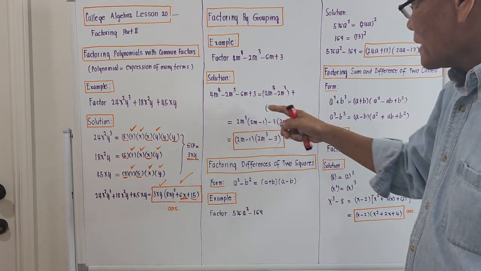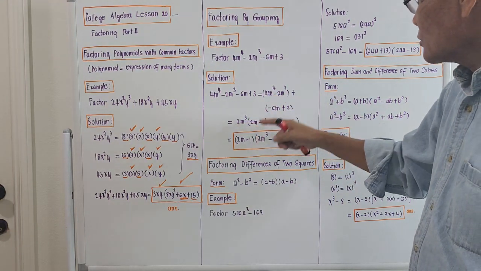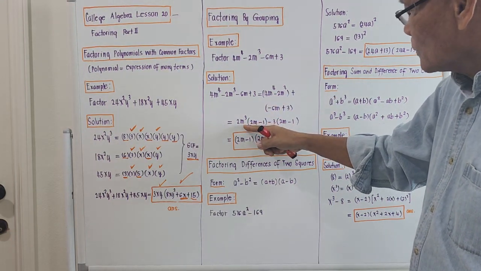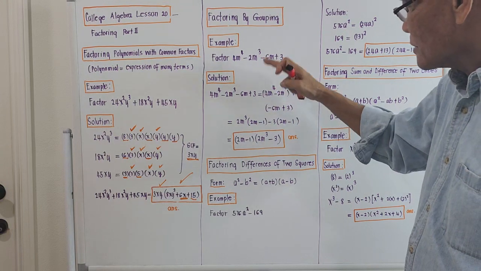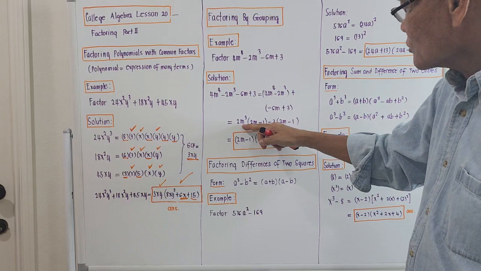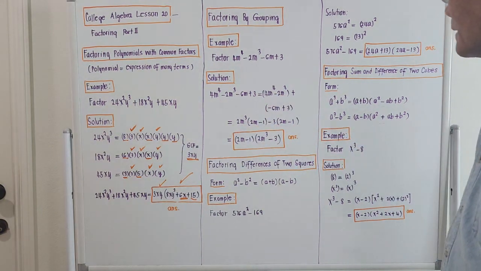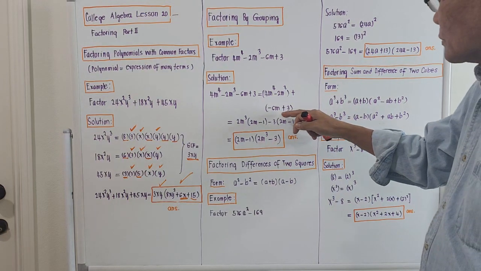2m cubed times 2 is actually 4m to the fourth, right? Because 2 times 2 will be 4, and m cubed times m will be m raised to 3 plus 1, which is m to the fourth. So this one here can be written as 2m cubed times the quantity 2m minus 1. Okay? We'll now try to factor out this one.